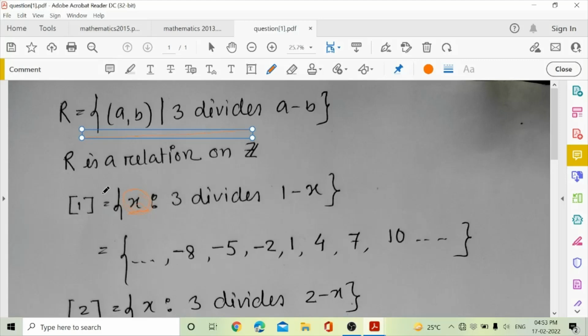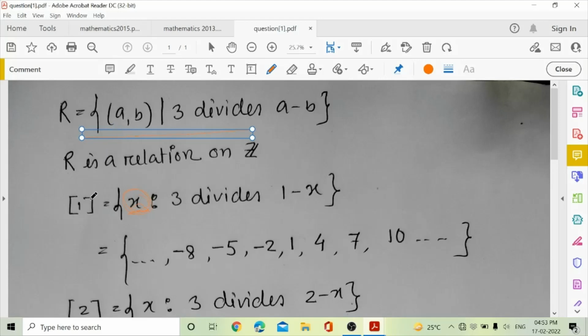Related to 1 means what is the main condition in this relation? Their difference should be divisible by 3. So you have to find all those elements whose difference with 1 will be divisible by 3. So in place of x, what can you put? Remember, both of them should be integers.